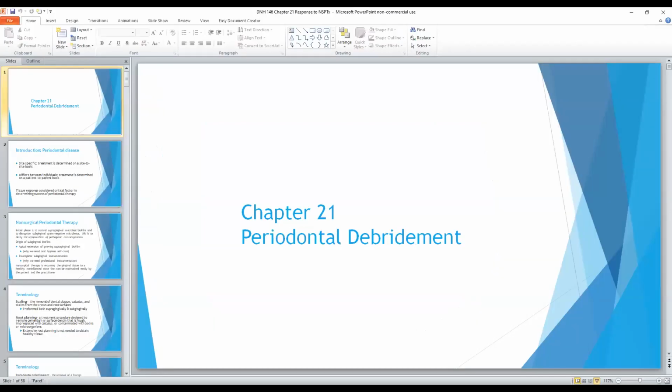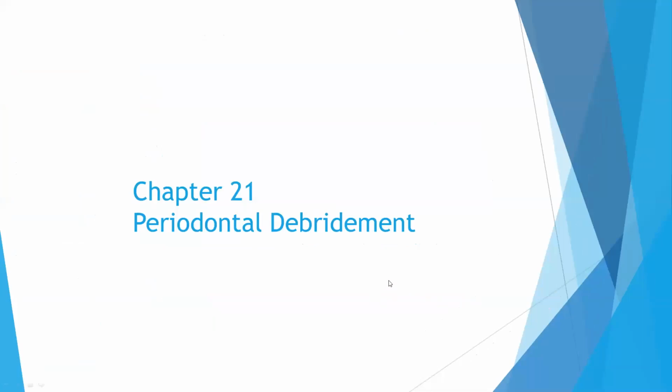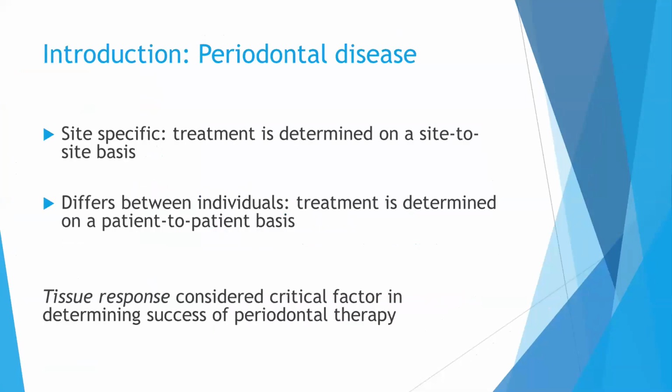We're going to be discussing chapter 21, which is the periodontal debridement chapter. As you know, periodontal disease can be site specific, so treatment is going to be determined on a site-to-site basis for each particular person, and it differs between individuals. So treatment again is determined on a patient-to-patient basis and a site-to-site basis.